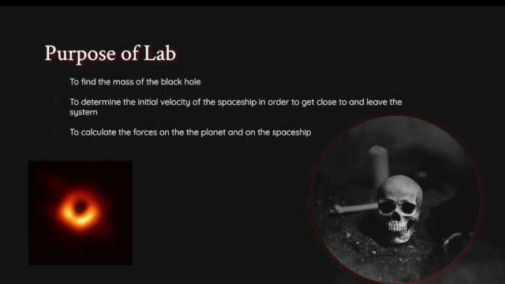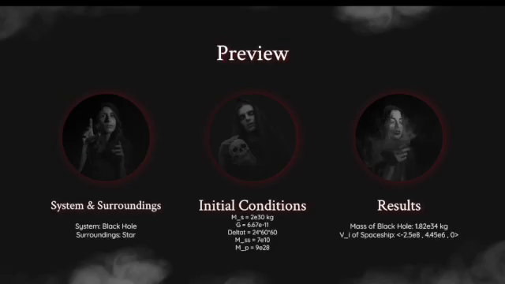The purpose of this lab was to find the mass of the black hole, to determine the initial velocity of the spaceship in order to get close to and exit the system, and finally to calculate the forces on the planet and on the spaceship. So for the preview, the system is the black hole and the surroundings are the star.